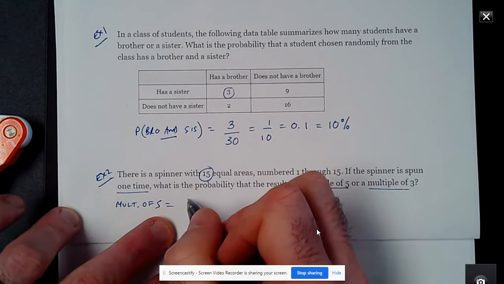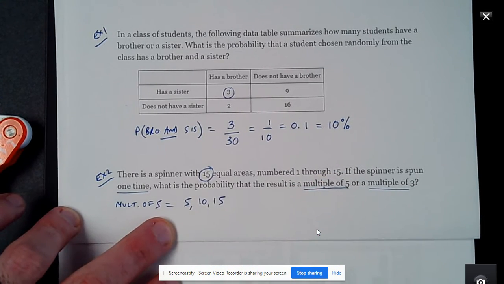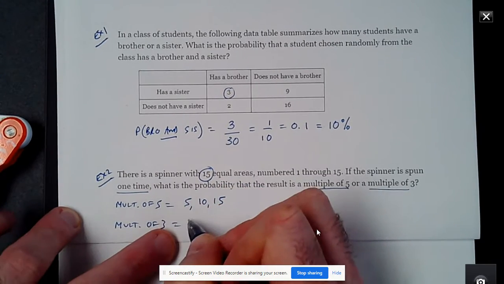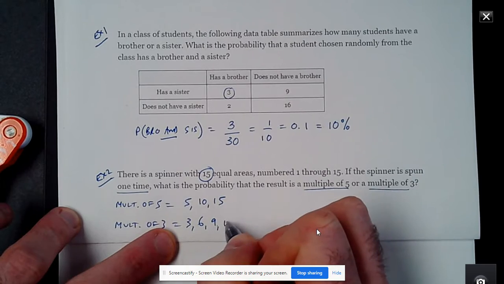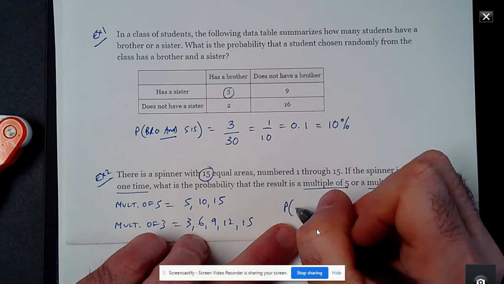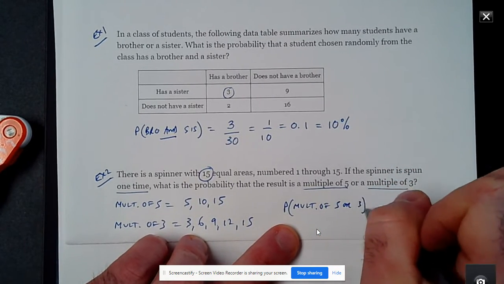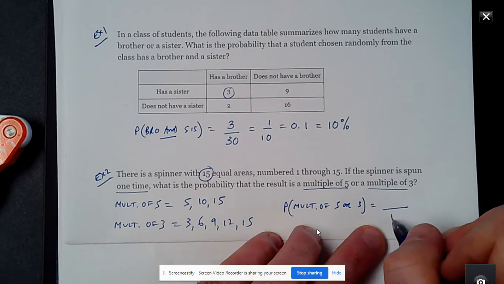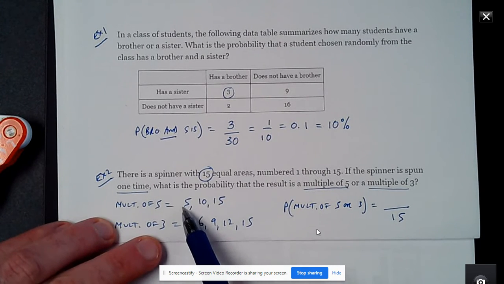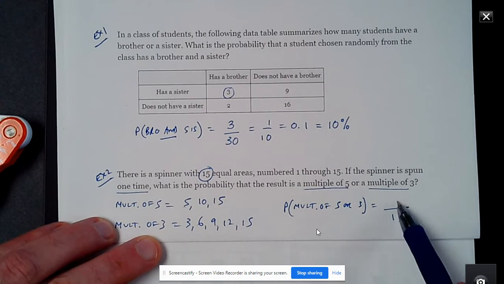Multiples of 5 would be 5, 10, and 15. We don't need to go higher than that because there are only 15 equal areas. For the multiples of 3, there's going to be 3, 6, 9, 12, and 15. Remember, if we're trying to figure out the probability of getting a multiple of 5 or 3, it's all going to be out of 15. The common mistake is that you would add up 3 plus 5 and get 8, and write that there.